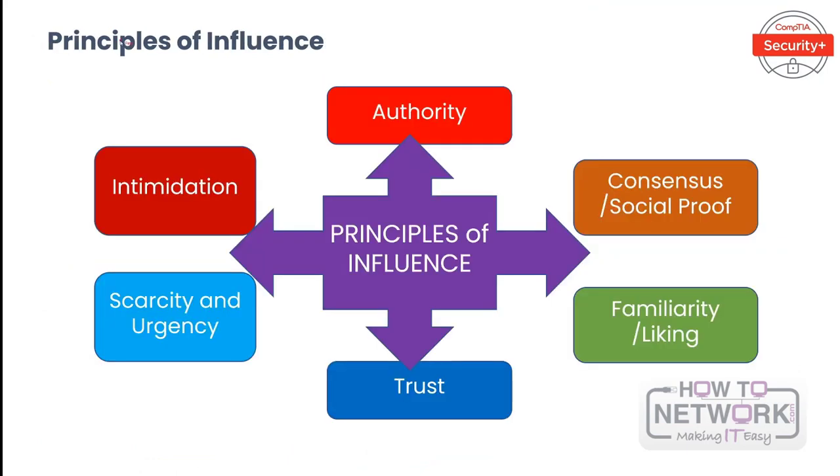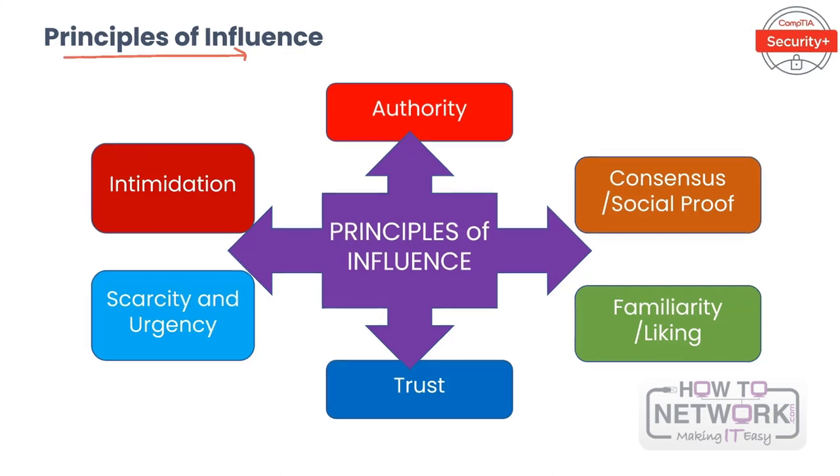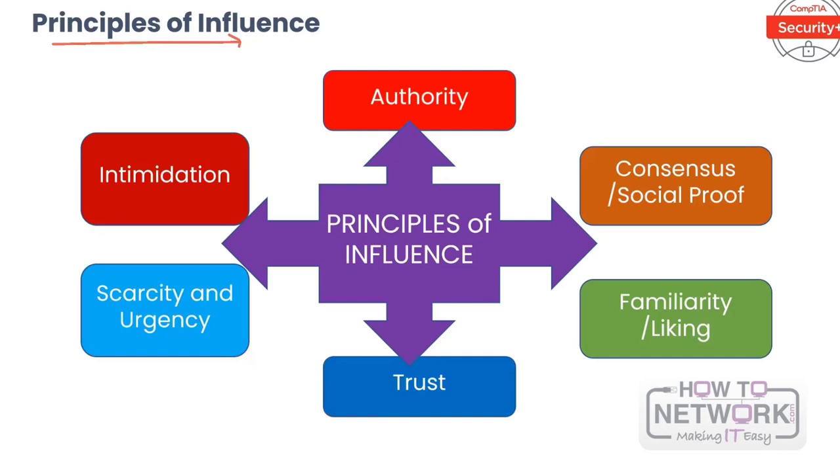Now let's talk about the principles of influence, also called the reasons for effectiveness. As we stated earlier, social engineering relies on human psychology. In particular, a social engineer is looking to influence another person to gain something, which is most often not in the target's best interest. In many cases, social engineering combines influence with manipulation. Given this, let's look at the various principles of influence.